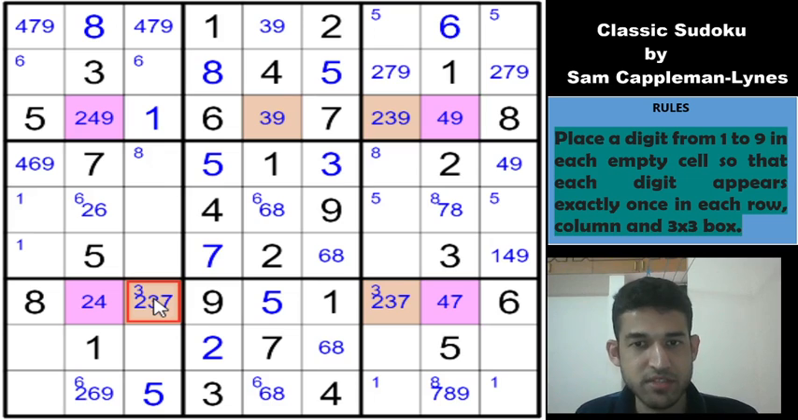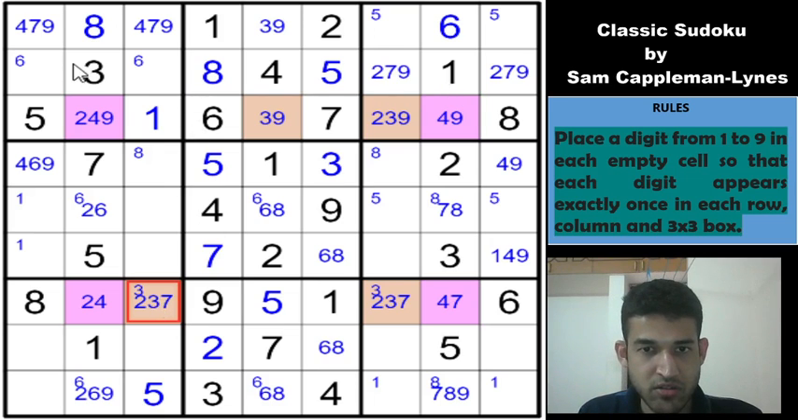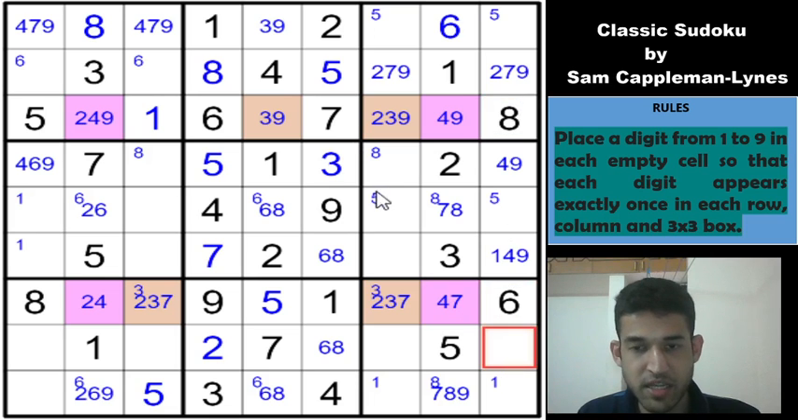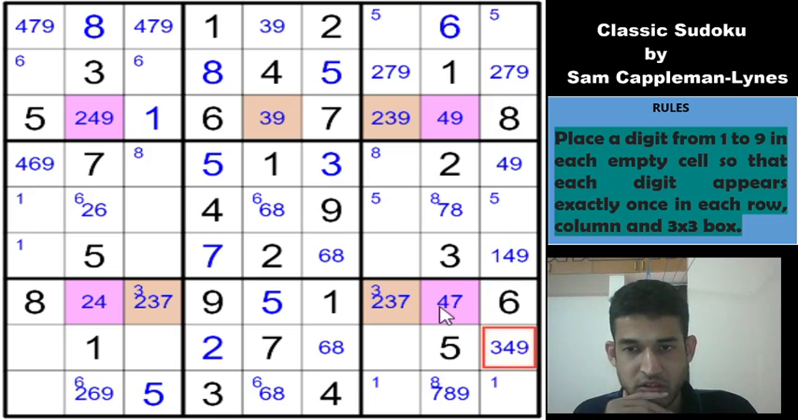Are we missing something simple here? Okay, let us look at this cell. It can't be 1, 2, 5 and 7 and a 6 and 8. So which means this cell must be 3, 4 and 9. So not helping us really, right?